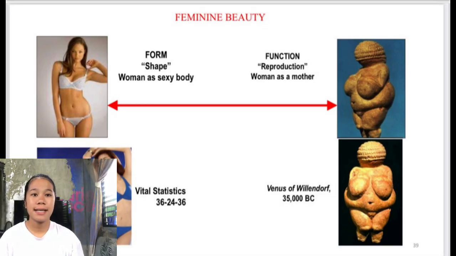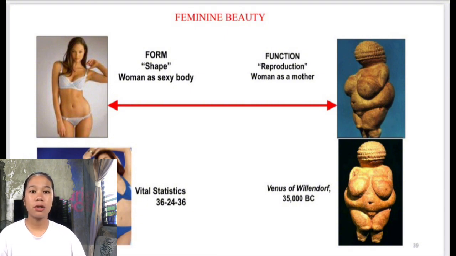This image contrasts two perspectives of feminine beauty. For the form, this focuses on the physical appearance, emphasizing shape and the idealized image of the sexy body. The inclusion of vital statistics referring to the body's measurements and the image of the woman in a bikini reinforce this perspective. For function, this perspective views feminine beauty through the lens of reproduction, highlighting the woman as a mother. The inclusion of the Venus of Willendorf, an ancient fertility figurine, supports this interpretation.